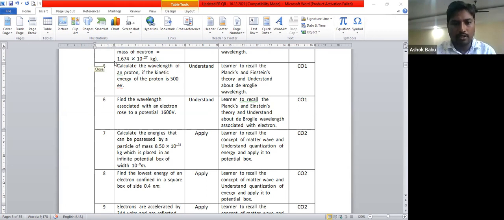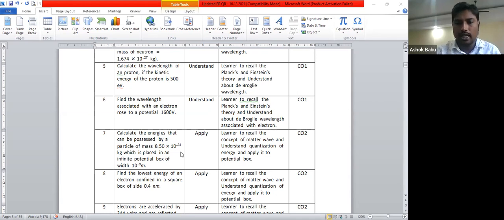So coming to the eighth one, find the lowest energy of an electron confined in a square box of side 0.4 nanometers. Converting into meters, 1 nanometer equals how many meters? 10 power minus 9 meters. So lowest energy is nothing but n equals 1, the ground state. By substituting n equals 1, we get the formula E1 equals h square by 8 m L square. Here h is the Planck constant, that value is 6.625 into 10 power minus 34.